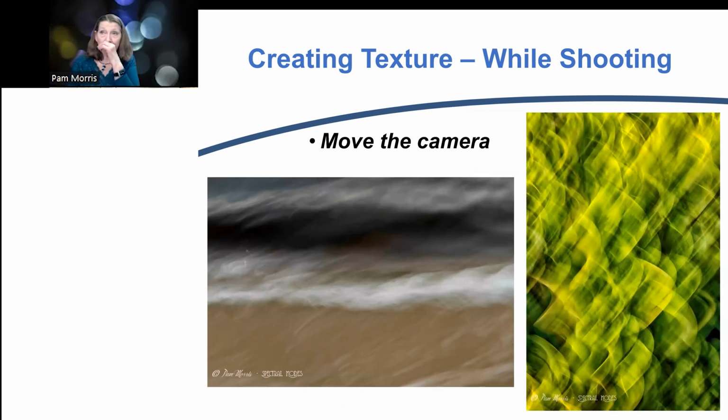And you can also introduce texture by camera movement. And we talked about the intentional camera movement with those soft blurry ones before. But again, this was another beach scene I was at last week. It was pretty plain and ordinary. The light was really ordinary. The photos were flat.